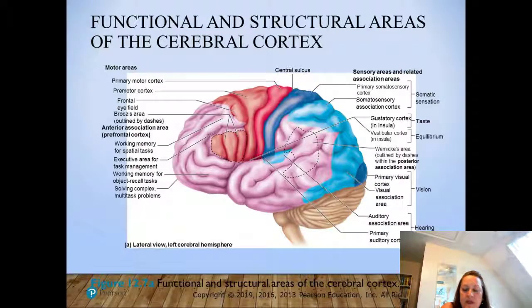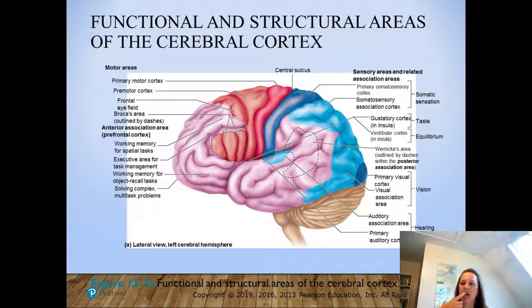So the motor areas, when we think about how the brain is arranged, the pink is going to be generally a motor area or an association area, and the red. The blues are going to be our sensory input areas. And so you can see how the frontal lobe is really concerned with motor. The primary motor cortex is all about muscle movement. The premotor cortex is about the motor skills that we've learned through repetition or behavior. We don't have to think about them. Then we have all of the pink area. You'll see spatial tasks, task management, object recall, all kinds of things in the pink area.